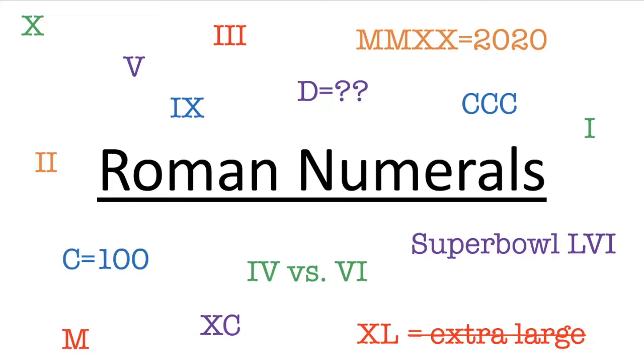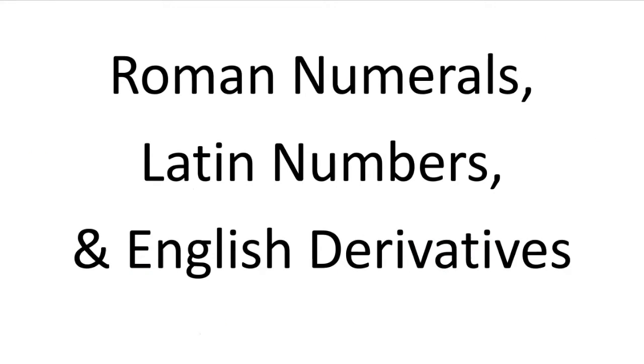The focus of today's video is going to be Roman numerals, but we're not just going to do Roman numerals. We're also going to take a look at the Latin numbers, the words for those numbers, and English words that we get from those Latin words. So let's get started with the number 1. The Latin word for 1 is unus.